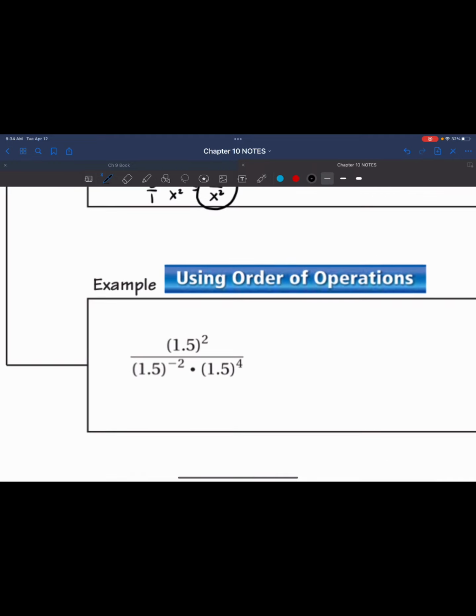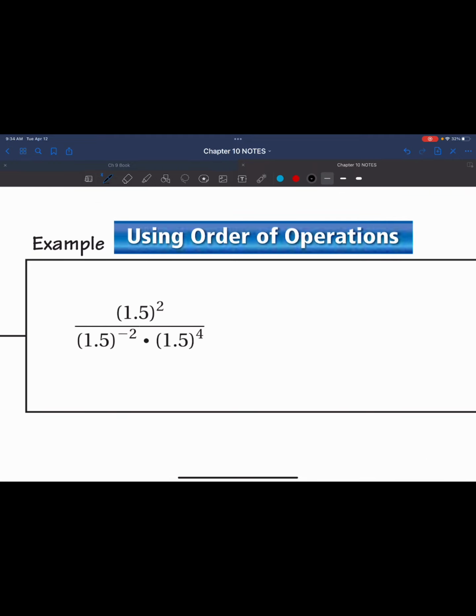Okay, last one. Using order of operations. Oofta, this big boy looks intense and a little scary, but don't worry, we can do it. First thing I want us to look at is that negative exponent right there. That's going to eventually turn this into a fraction. But what I would like you to do first is just rewrite this with that as a fraction in the denominator.